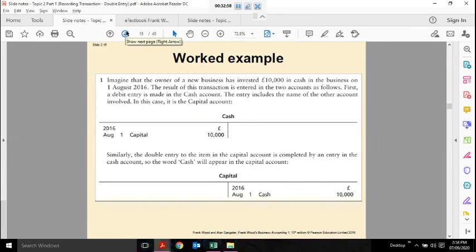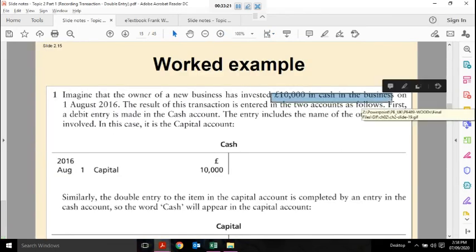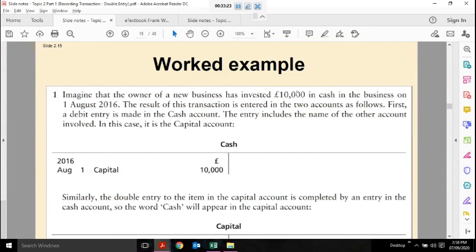For example, imagine that the owner of the business has invested 10,000 in cash in the business on 1st August 2016. The result of this transaction is entered into two accounts as follows. First, a debit entry is made to the cash account. The entry includes the name of the other account involved. So now the owner of the new business has invested 10,000 in cash in the business on 1st August. Meaning she adds additional capital.